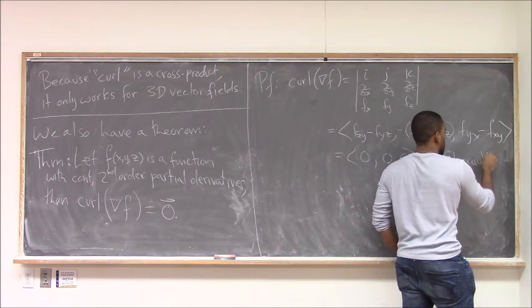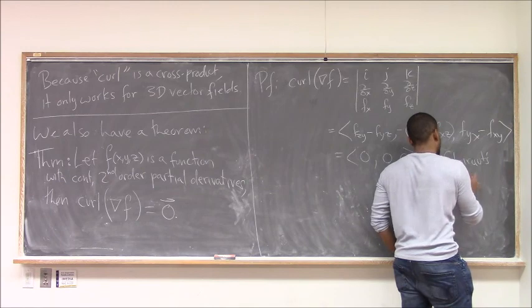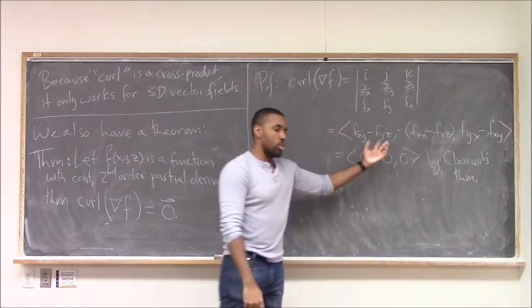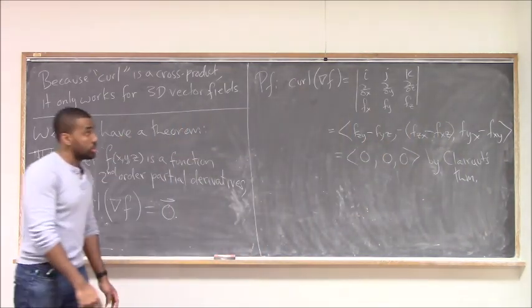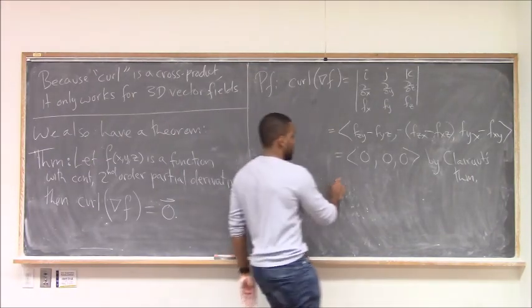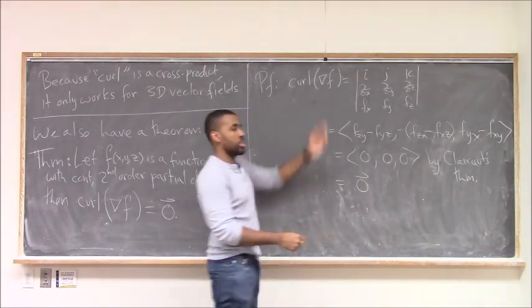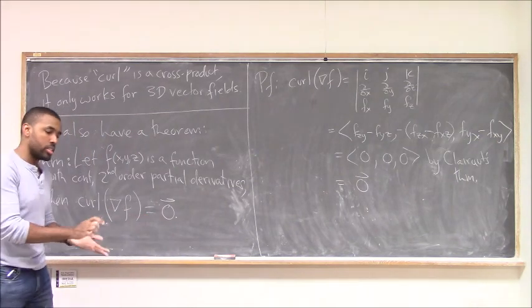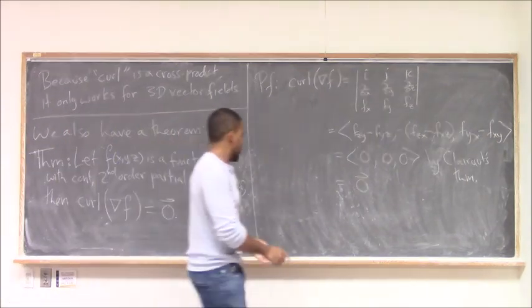I just forget how to spell this guy's name. Right? Because the partials in any order will be the same if your function is continuous. So that would always give you the 0 vector, right? Regardless of which particular gradient field it is, you'll always get 0 from the curl.